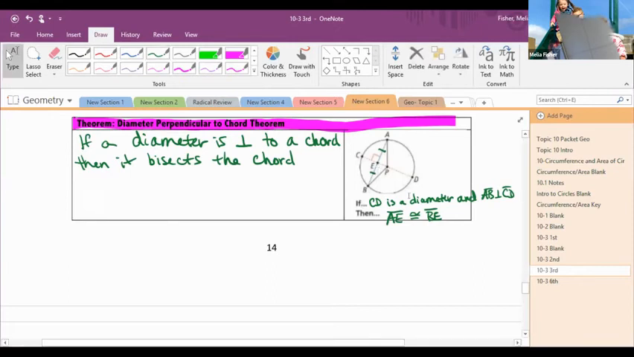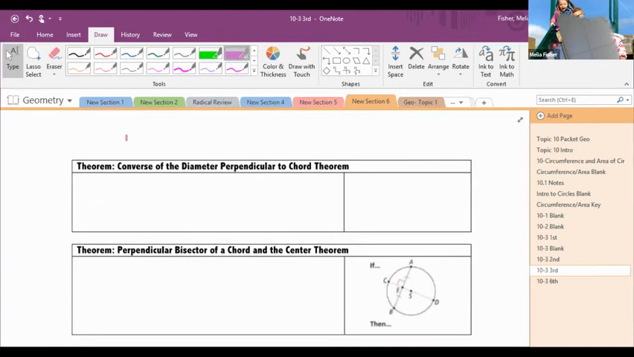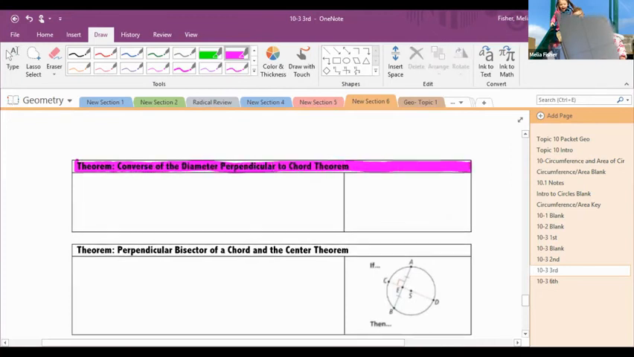Our next theorem is the converse of that. So again, we're going to throw that on you to do that converse on your own. You can always come back and check to make sure you wrote it correctly when I post the finalized copy of the notes. One more theorem for today.